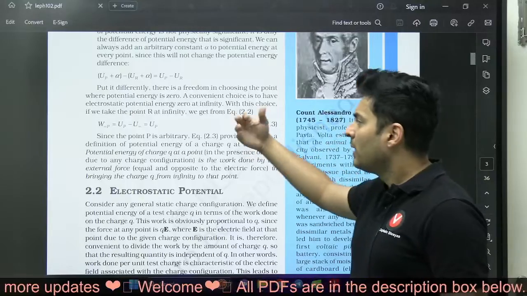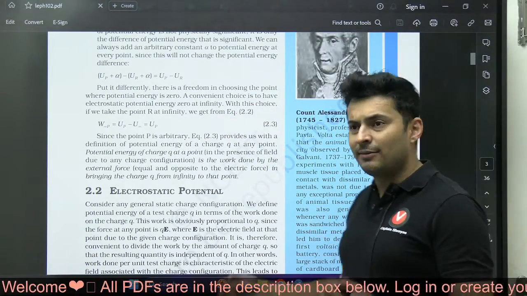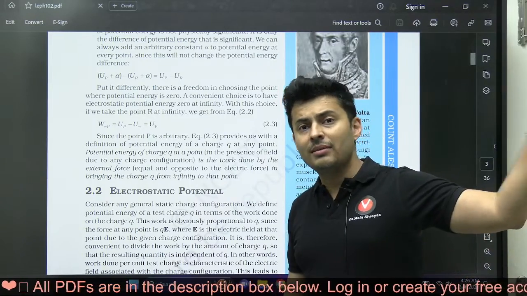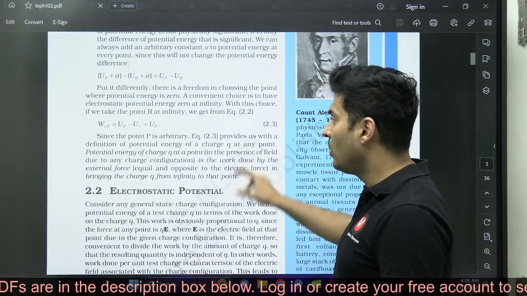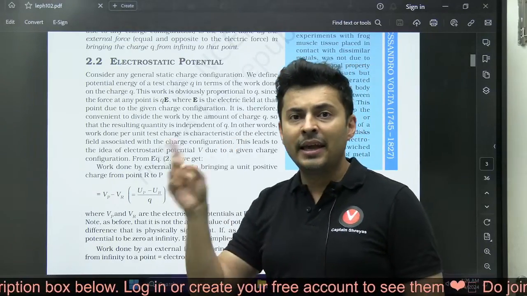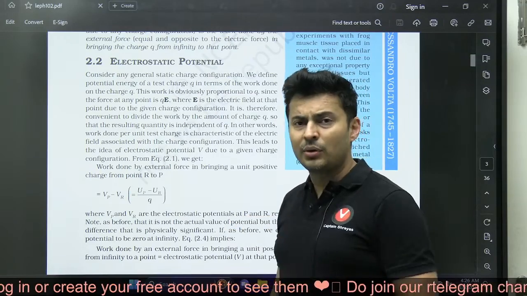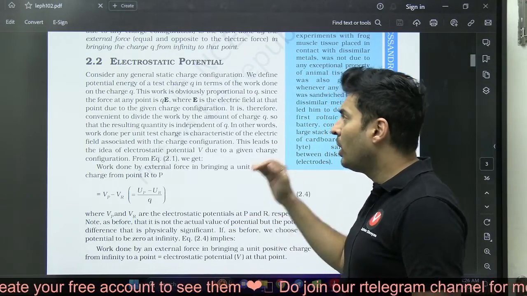And that is how you memorize the potential energy, and that's how you get the formula of potential energy, is the work done to bring a charge from infinity to that point. That is how electrical potential energy is defined, and the formula for that is KQ1Q2 divided by R. Similarly, you have potential.